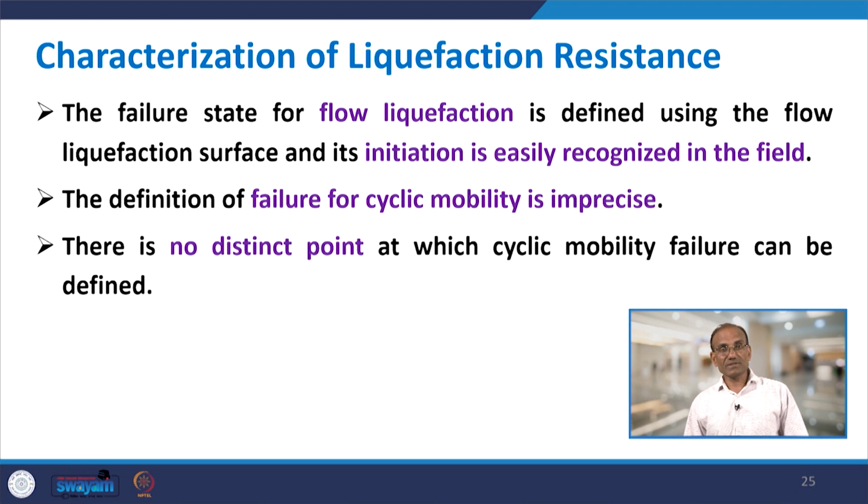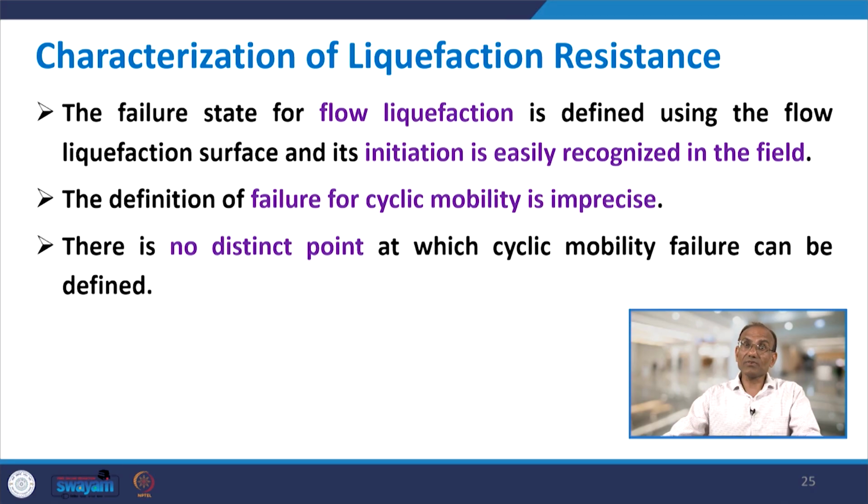Coming to the next part of today's lecture: we have done the characterization of earthquake loading or seismic loading, and we discussed 2 methods, ground response analysis and the simplified procedure. Now, how to characterize the liquefaction resistance, that is the strength of the soil? We already said it can be characterized by 2 methods, laboratory and field tests. The failure state for flow liquefaction is defined using the flow liquefaction surface, and its initiation is easily recognized in the field. It is easy to tell whether flow liquefaction has started or not, but it is difficult for cyclic mobility, where it is hard to tell at what point cyclic mobility is starting.